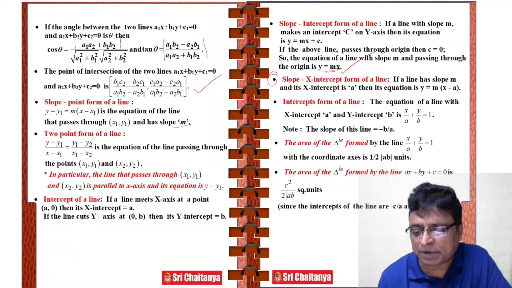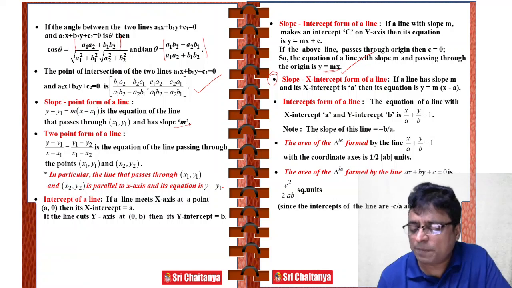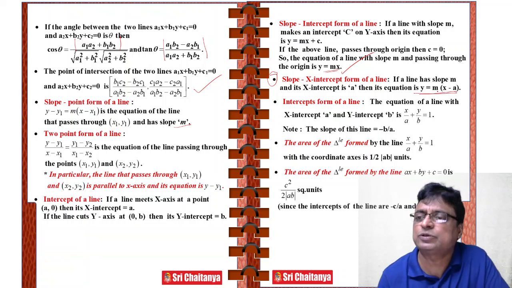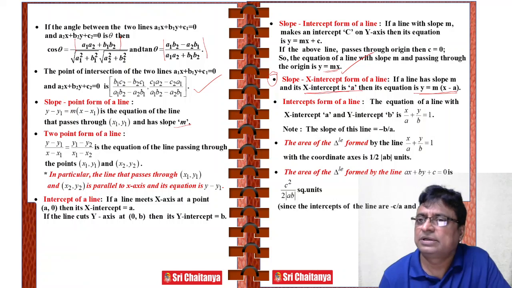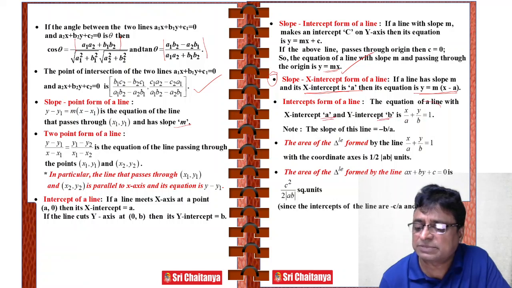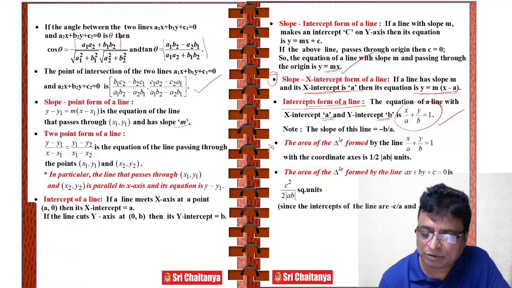And of course, this is important. If a slope and x-intercept are given, then the equation of the line becomes y equal to m into (x minus a), where m is the slope of the line and a is the x-intercept. Suppose x-intercept is a and y-intercept is b, then the equation of the line becomes x by a plus y by b equal to 1. This is the intercept form of the line. This is important. Questions were repeated on these two formulae.